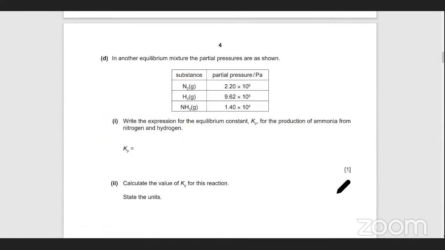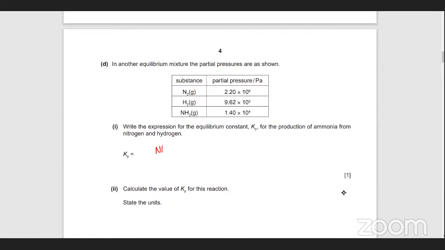Then you have to calculate the value of Kp. The expression for Kp is the pressure of NH3 squared, because there are 2 moles of NH3, and the whole thing is divided by the pressure of N2 multiplied by the pressure of H2 cubed, because there are 3 moles there. It's a very straightforward question, but you have to be very careful with this calculation. It's going to be 10 power 4.